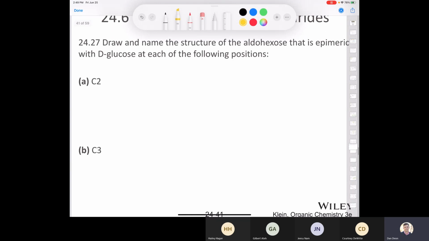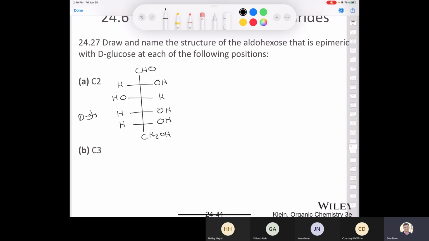Let's take a look here. It says, draw and name the structure of the aldohexose that is epimeric with D-glucose at each of the following positions. So we'll draw D-glucose out quickly here. And again, this is one of the few sugars that I have memorized. So this is D-glucose. Okay. So if I draw the epimer, let's just copy and paste this.